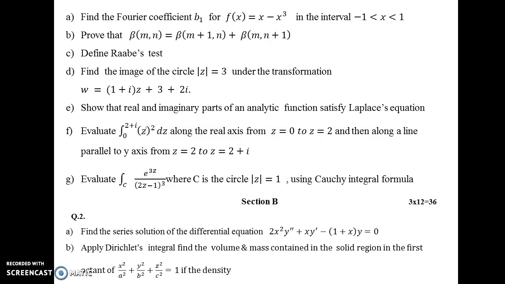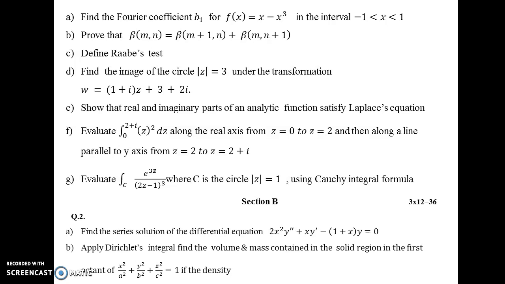The next part, prove that beta(m, n) equal to beta(m plus 1, n) plus beta(m, n plus 1). So taking the right hand part, open this beta(m plus 1, n) and beta(m, n plus 1). Solve this, we get the left hand side. Next part, define Raabe's test. Write Raabe's test and the divergence and convergence conditions.